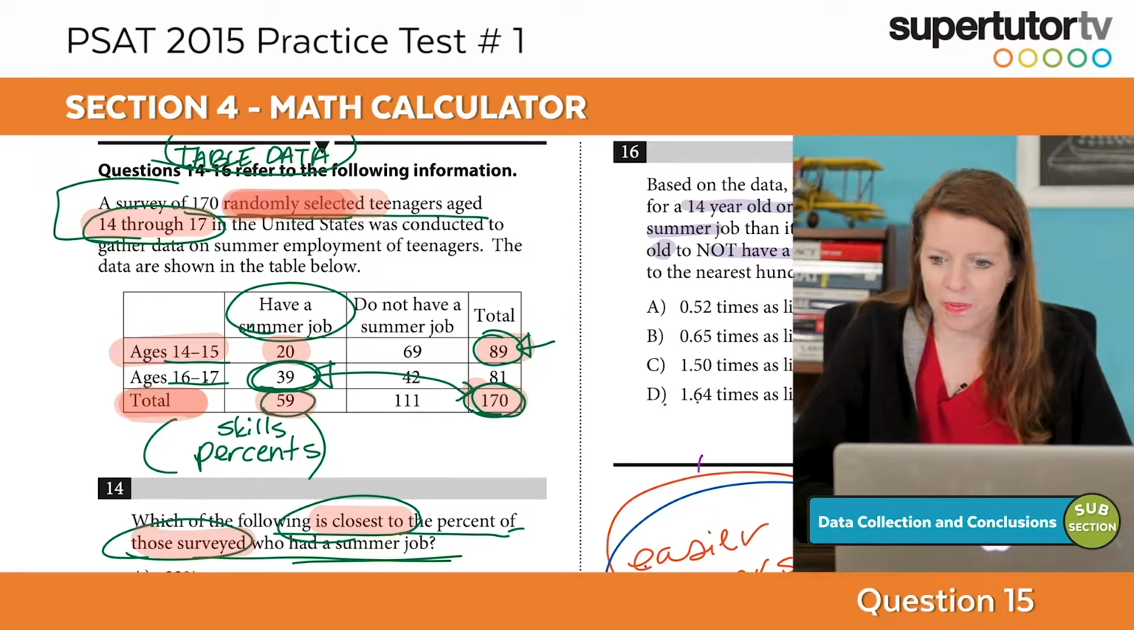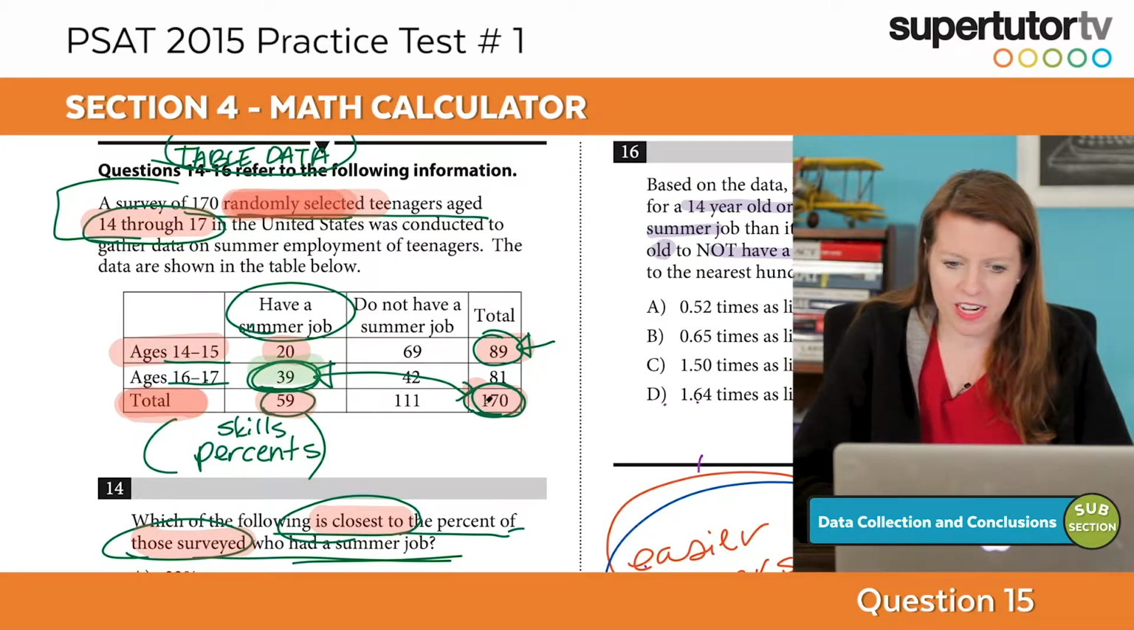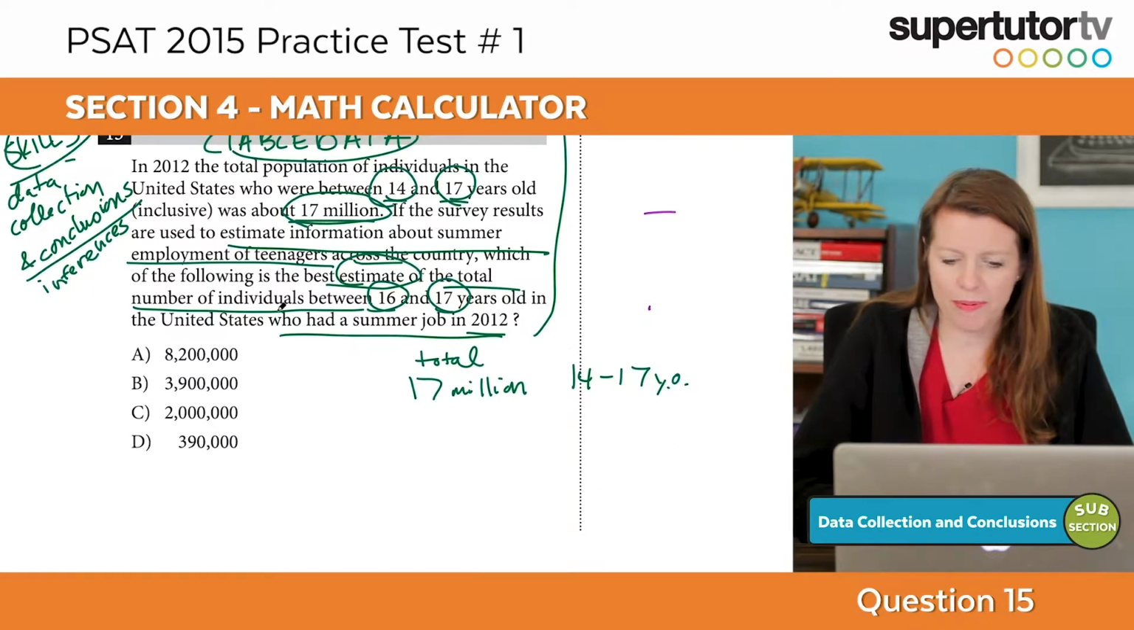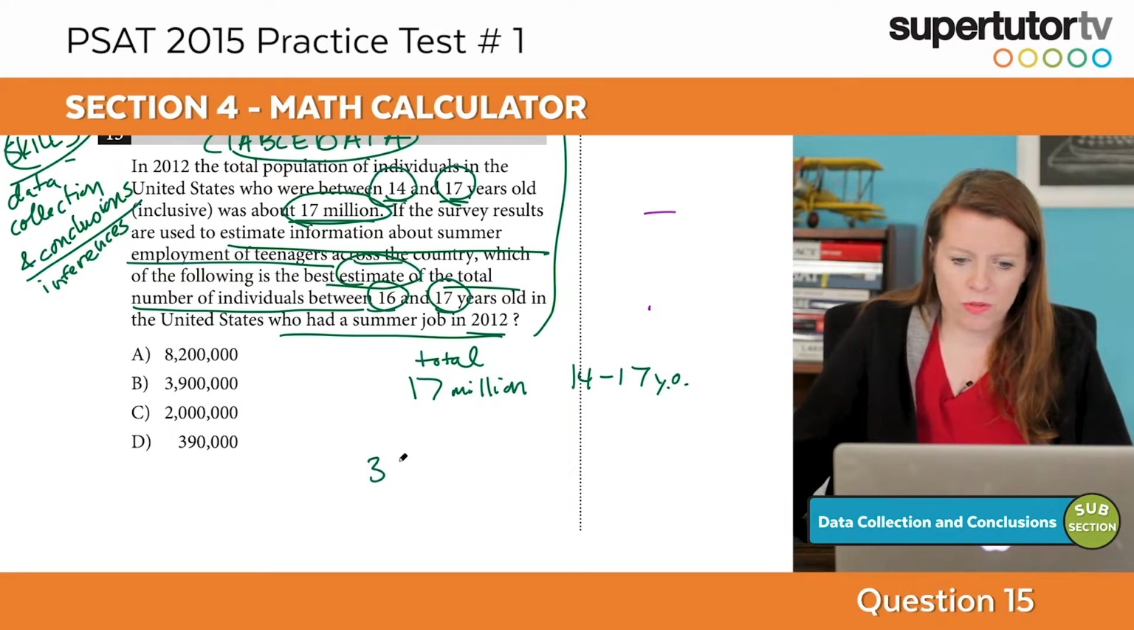So I'm going to assume that the ratio of 39 to 170 is an approximation of the ratio of this category to the whole population, okay? So I'm going to do 39 over 170 equals X over 17 million, okay? So this I just divide by 10 to get to 17 million.